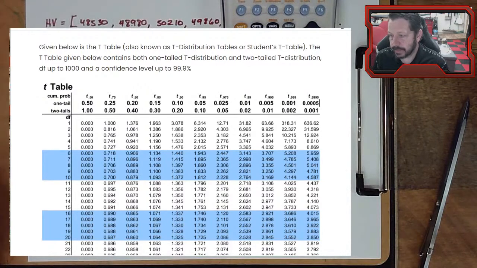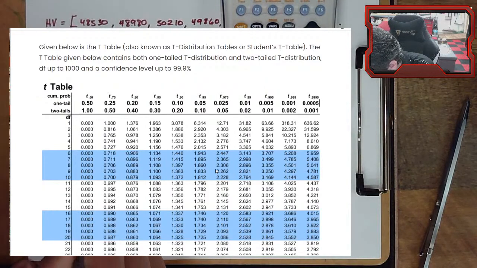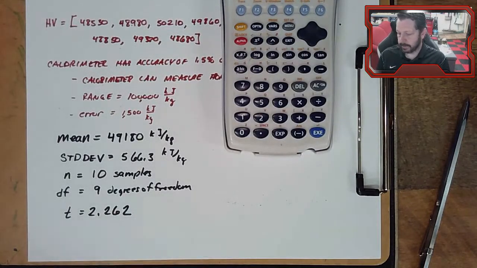I don't think I said what the level of significance is. If it's never mentioned what your level of significance is desired to be, you assume it's 95%, which would give us this column right here. Either the two tails at 0.05 or the one single tail at 0.025. So it's this column, and we're at 9 degrees of freedom over here. So we find this value for t, 2.262. So there's our t value.